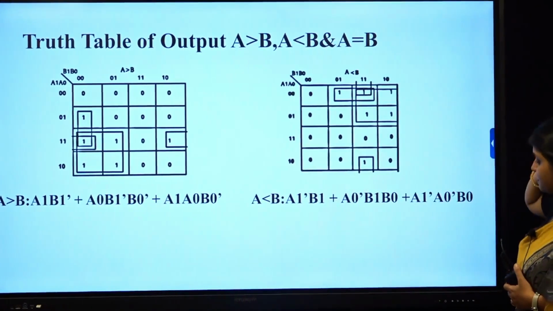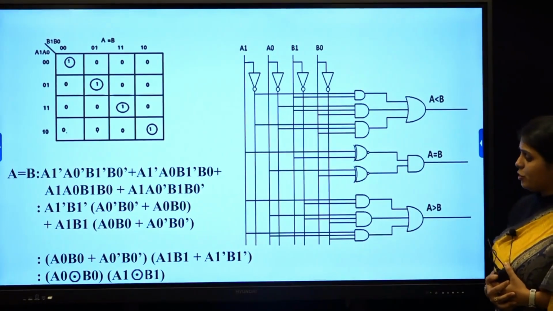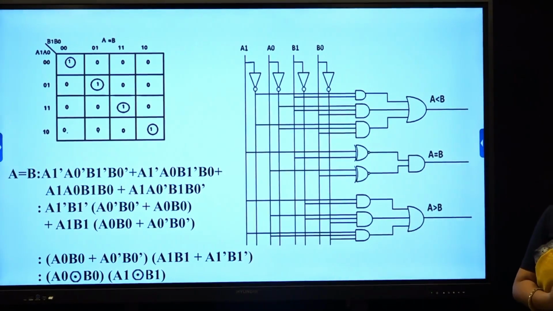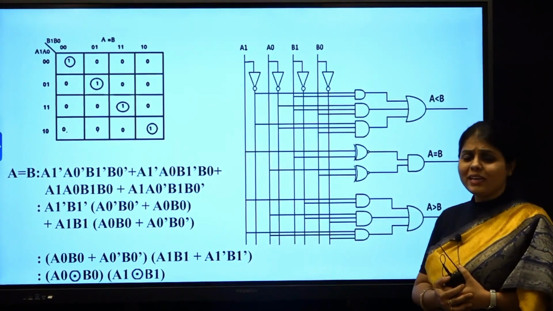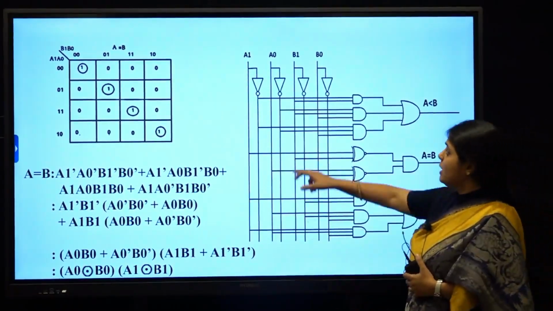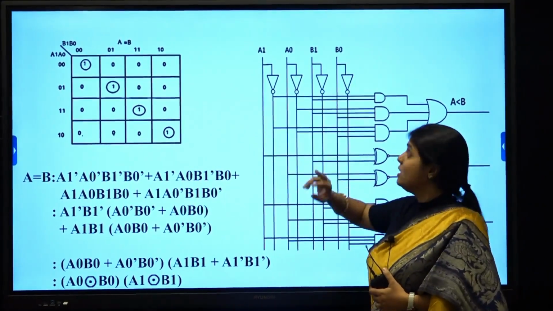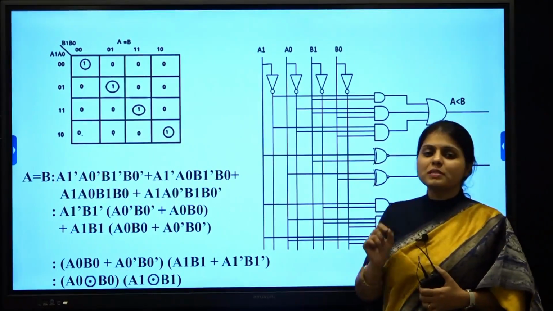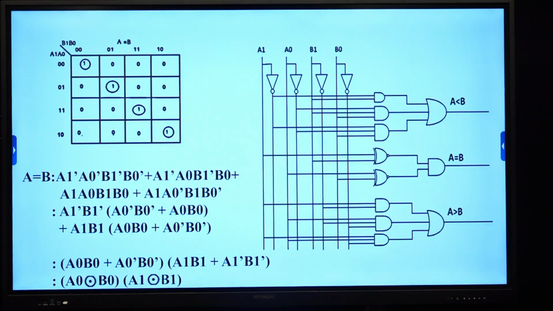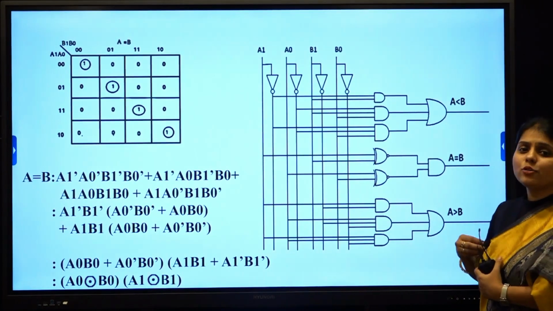Similarly, from this K-map I have this logic expression, and from that K-map I have that logic expression. Using these 3 logic expressions obtained for each of the outputs, A greater than B, A equal to B and A less than B, we will draw the combinational logic circuit. As you can see here, A0, A1 are the 2 bits of input A, B0, B1 are the 2 bits of the second input B, and here are A greater than B, A equal to B and A less than B.